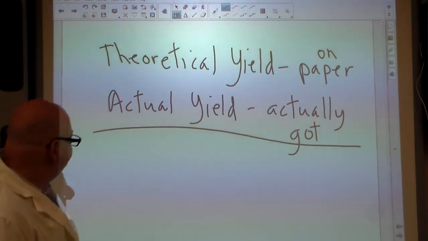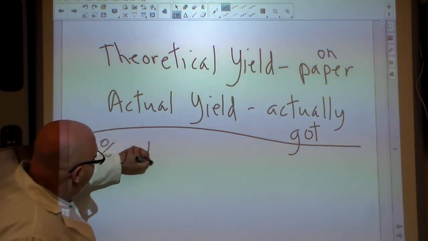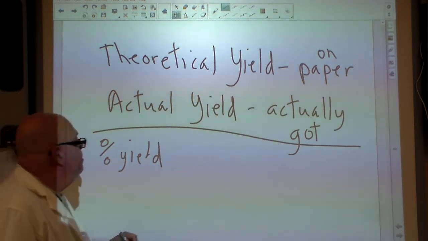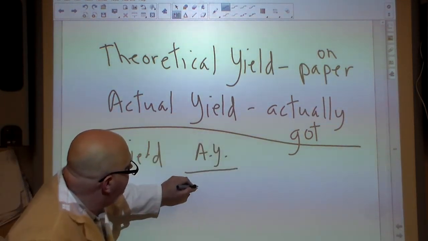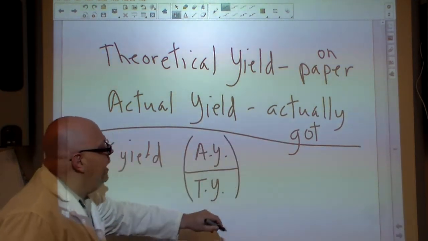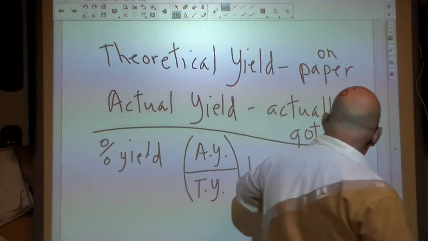So now that we got those basic ideas out, how is this percent yield thing going to work? Well, the percent yield, there is a formula, and that formula happens to be the actual yield divided by the theoretical yield, and you multiply it by 100 to equal the percent.